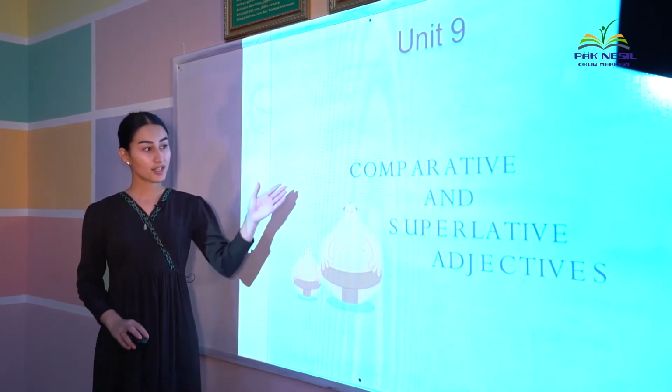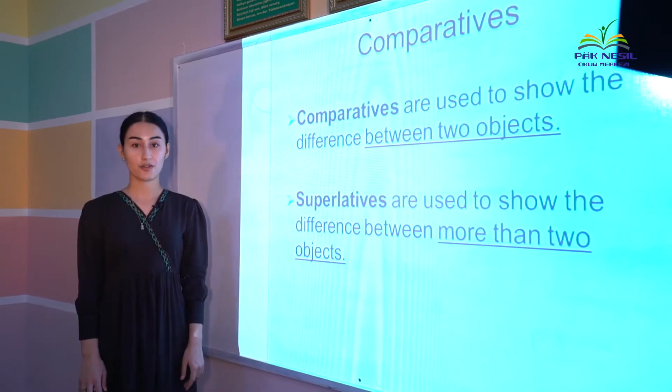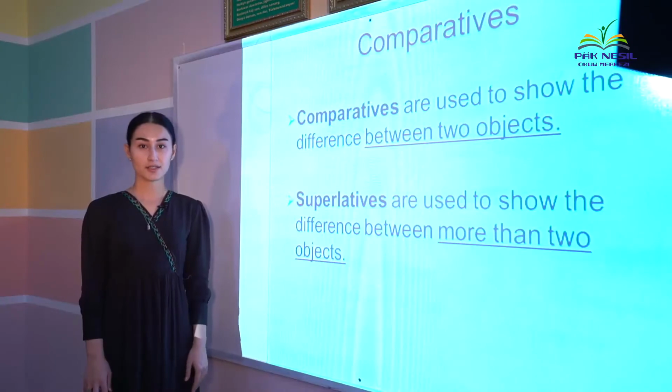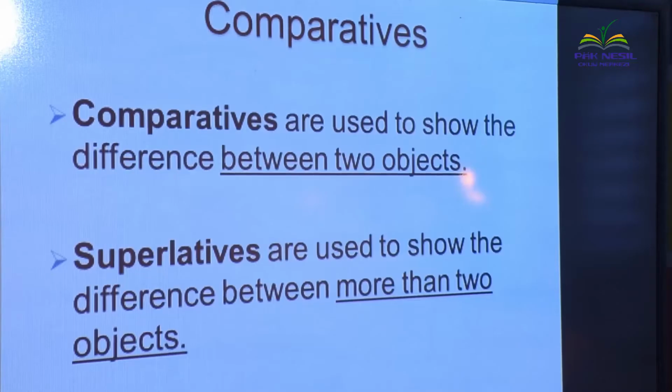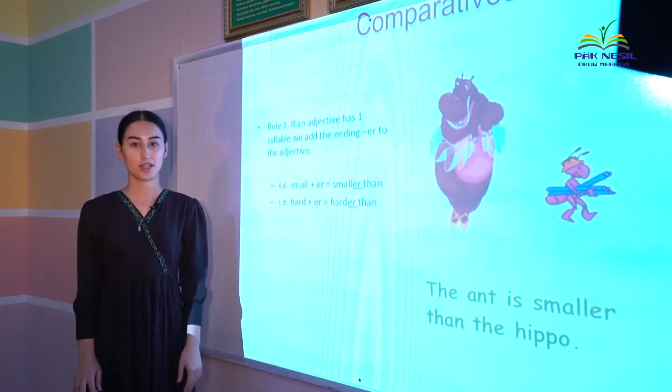Firstly, what is comparative adjective? Comparatives are used to show the difference between two objects, and superlative adjectives are used to show the difference between more than two objects. So let's learn about that. Firstly, we have an explanation about the comparative adjective.